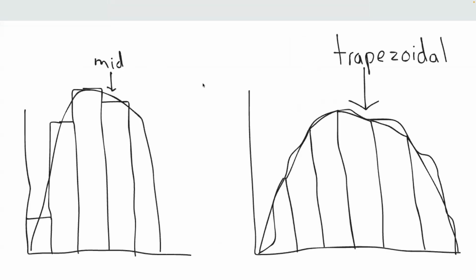I also drew a midpoint and a trapezoidal Riemann sum. For the midpoint, we're always taking the midpoint of the interval, as you can see here. And for the trapezoidal, we're going to be drawing a line in between the 2 points. So it's not going to be a rectangle, it's going to have a slanted top, which will make it a trapezoid.